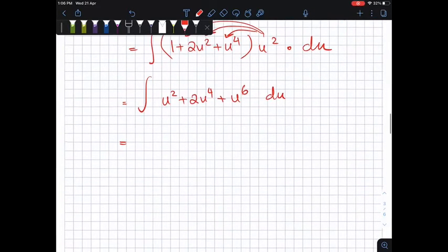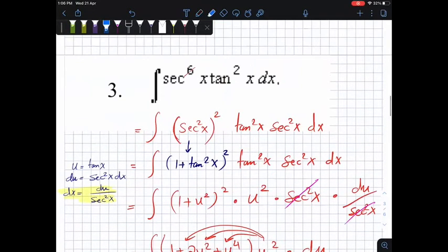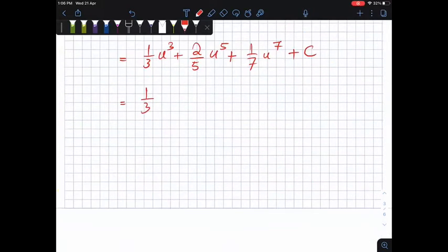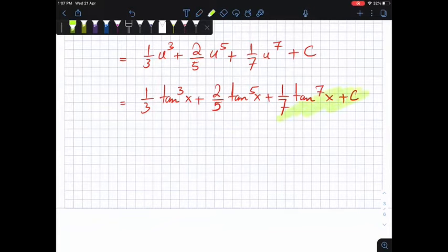Then integrate by adding 1 to the exponents: 1 over 3 u to the power of 3, plus 2 over 5 u to the power of 5, plus 1 over 7 u to the power of 7, plus c. Replace again u as tan x, so 1 over 3 tan cubed x plus 2 over 5 tan to the power of 5 x plus 1 over 7 tan to the power of 7 x plus c. Yes, that's all for this lesson, and let's move on, guys, to another topic.